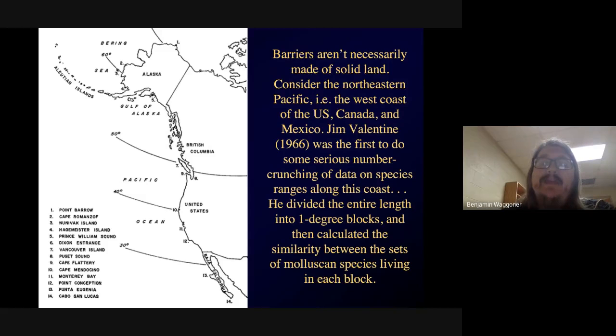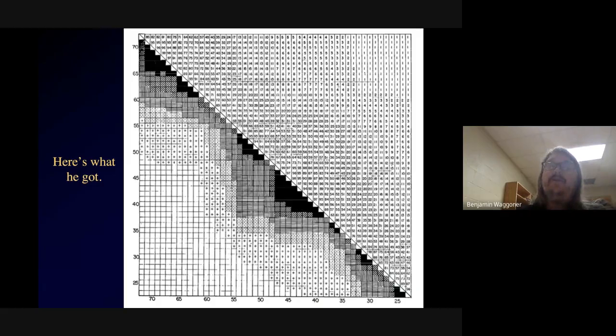Let's just say that you can take data like this, where you've got lists of the species present in areas, and use that to calculate numbers that give you an idea of how similar each area is to the others. Again, we call those biogeographic similarity coefficients. There's the Jaccard coefficient and the Dice coefficient. They're just numbers between 0 and 1 that tell you how much alike any two areas are. And so he calculated these similarities between the sets of mollusk species in each block. And there's his data.